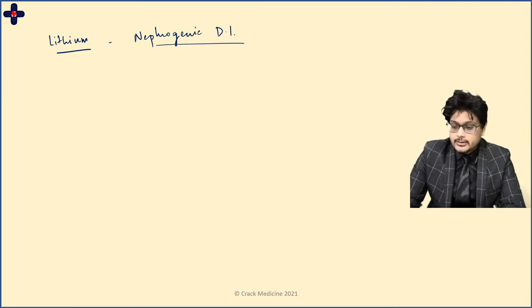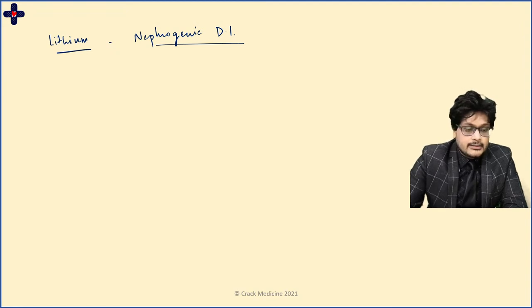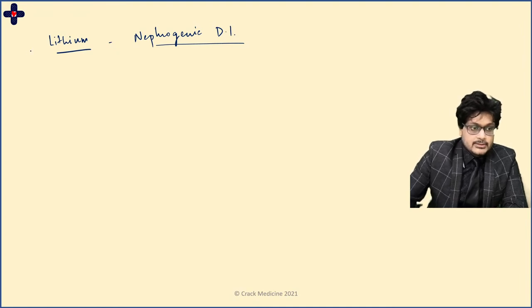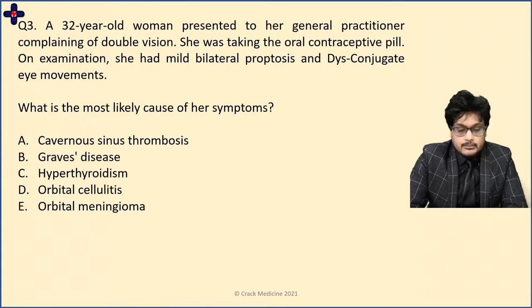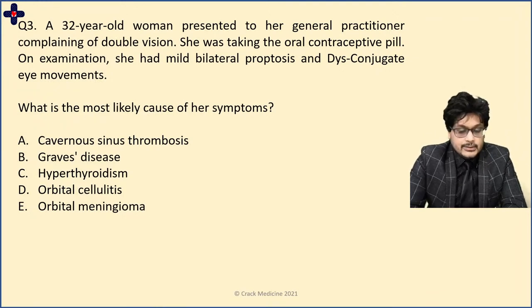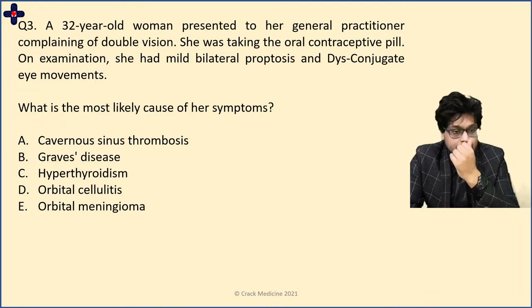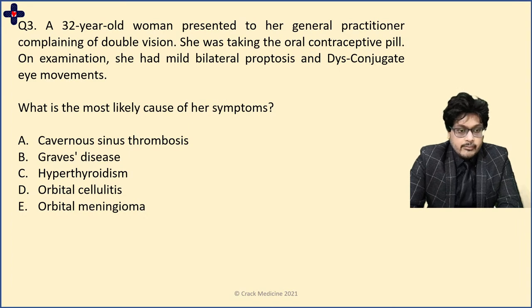Any patient that is on lithium, long term, short term, 6 months or something. 6 months is enough for lithium to start acting on your kidneys. So just remember this association. It's a very important one. See lithium, start thinking of nephrogenic DI already. All right. Next one. So we've already discussed DI right now. So let's move on to the next topic.